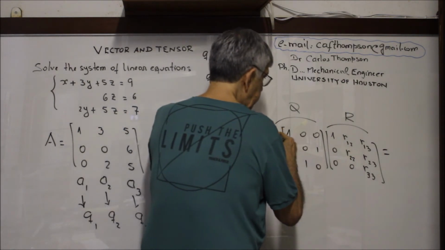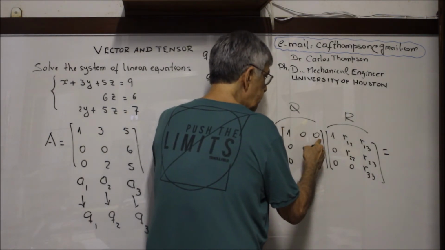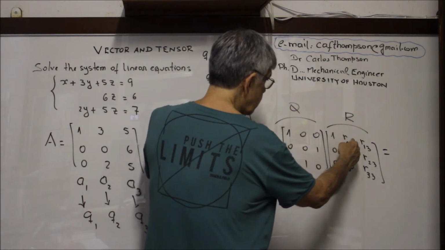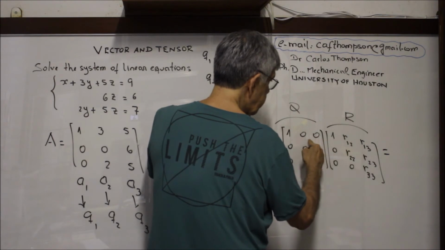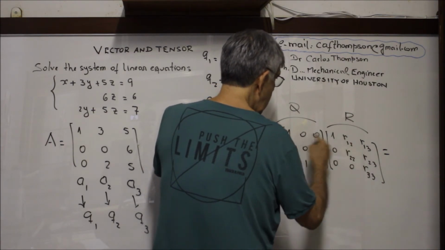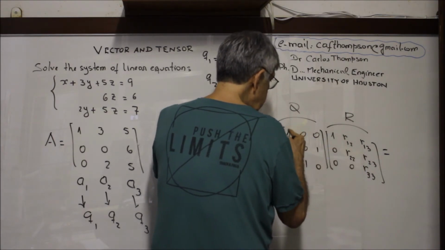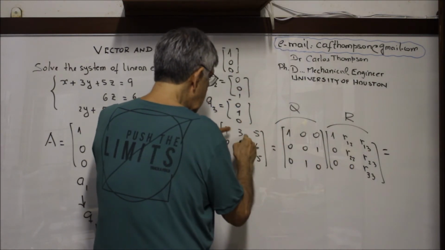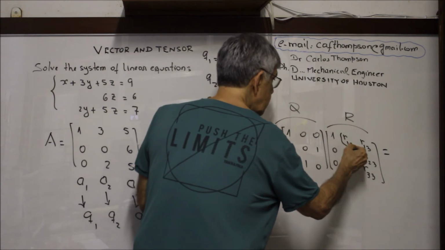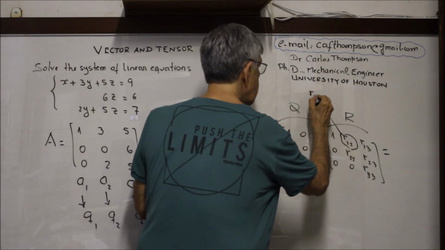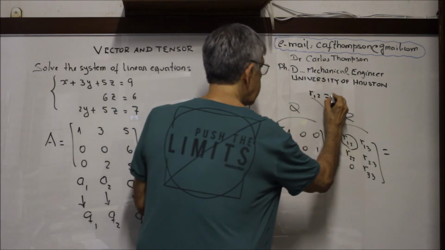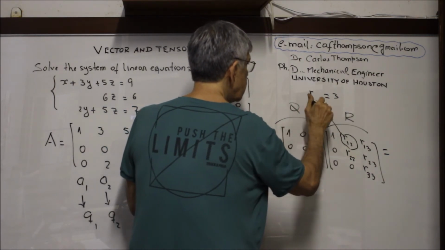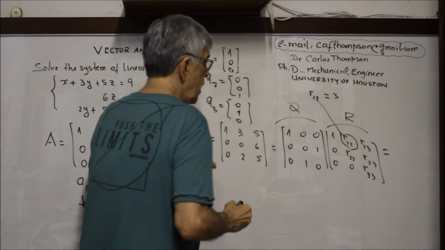Now, first row, second column, this is R12, plus 0 plus 0. So R12, you see the position, first row, second column. Look, first row, second column is 3. So R12 is equal to 3, because this product must be equal to that. So I know the first one.